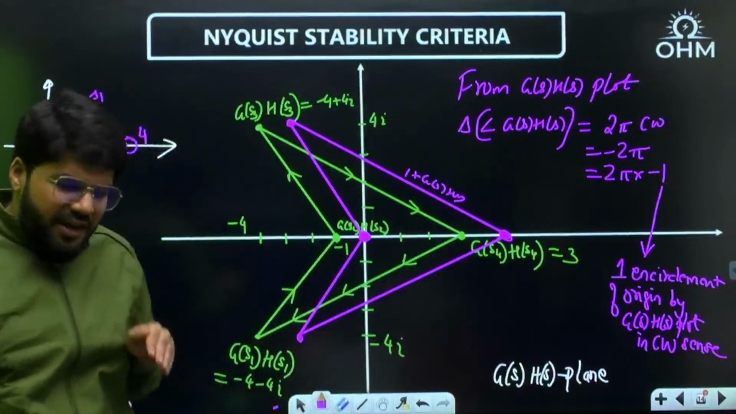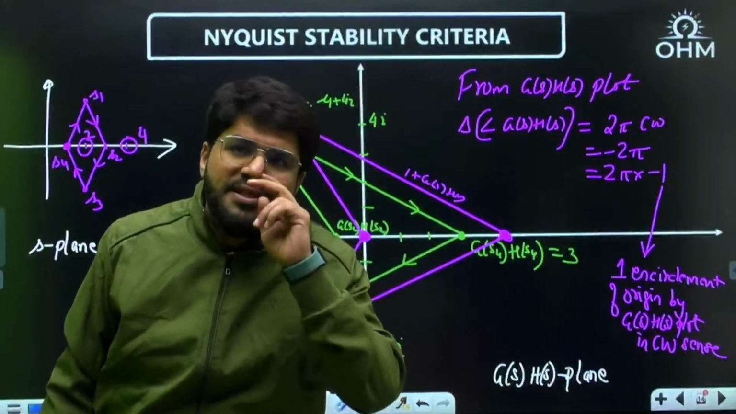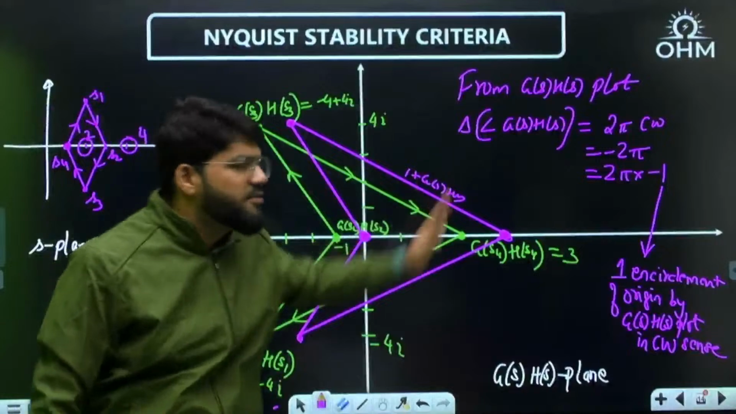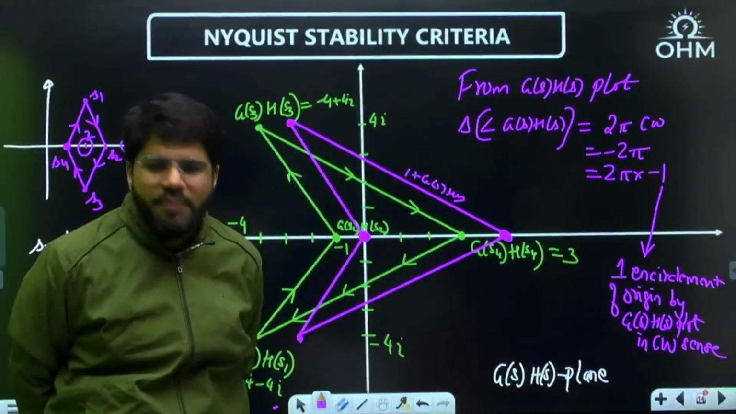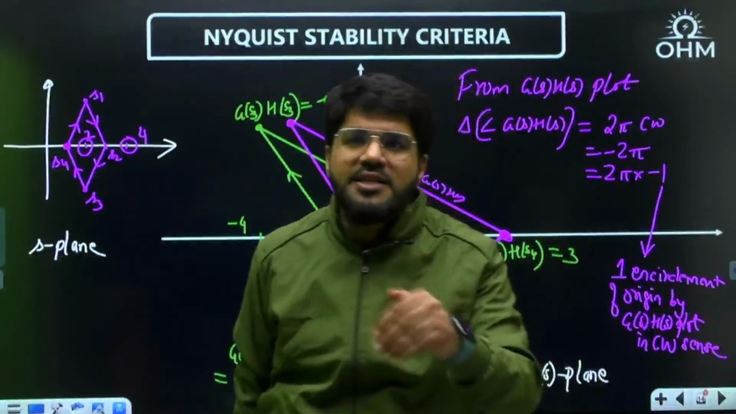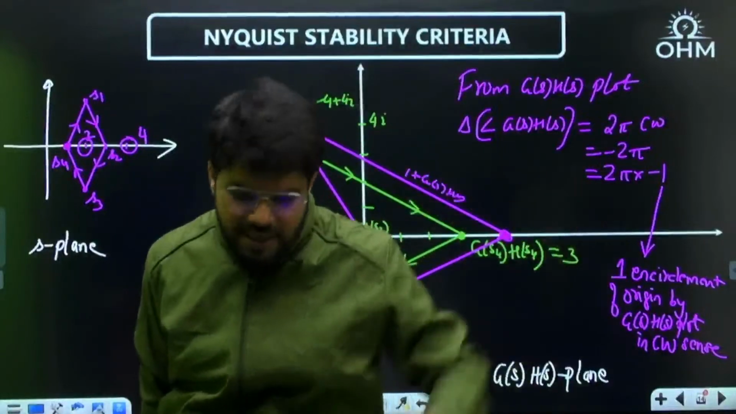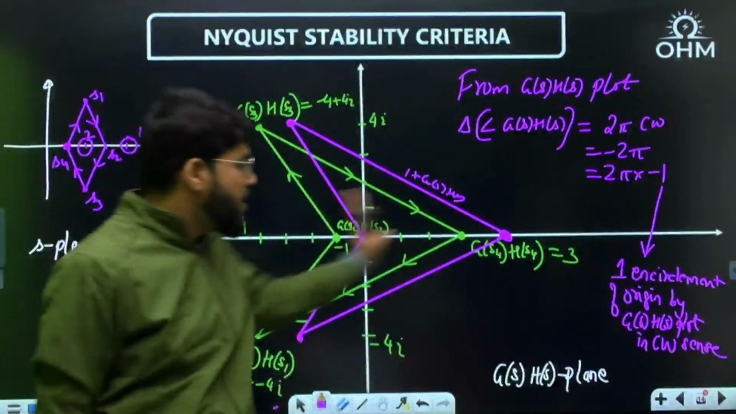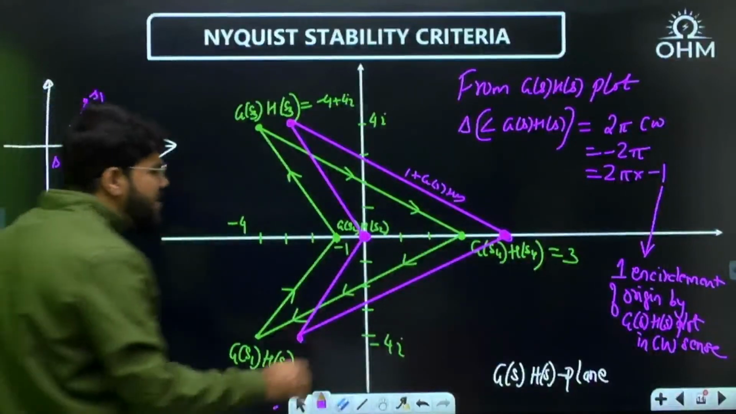So if you already know how to draw the G(s)H(s) plot, no need to draw 1 plus G(s)H(s) separately. It is just right shifting the plot by 1 unit. Clear? 1 plus G(s)H(s) plot means just right shifting the G(s)H(s) plot by 1 unit, 1 unit forward along the real axis, or vice versa.